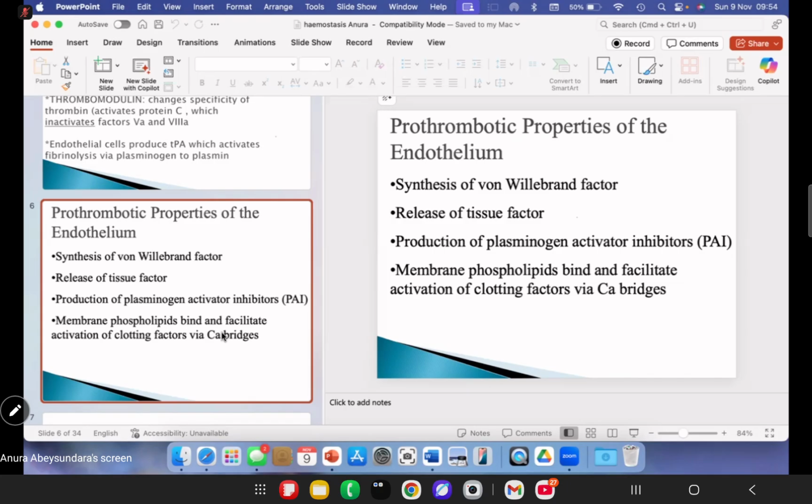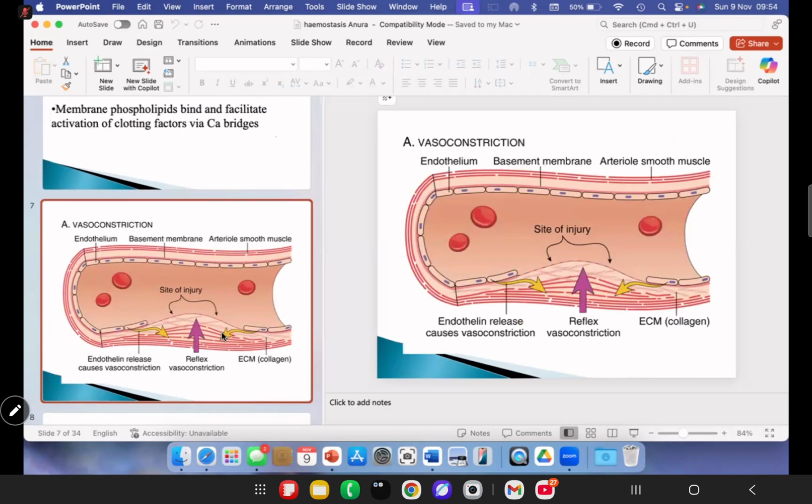Release of tissue factor promotes clotting, and the production of plasminogen activator inhibitor is another thing. Another thing, membrane phospholipids bind and facilitate activation of the clotting cascade. Okay, so those are the things by which the endothelium can promote clotting. Now, as I said, after your injury, vasoconstriction is the first step.